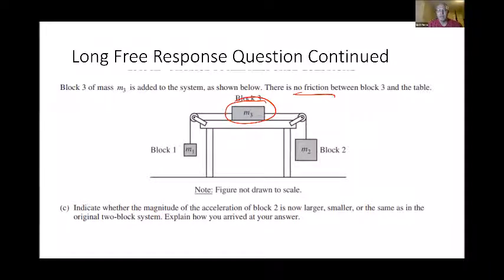So somebody unmute and tell me what you think. Is the acceleration of block 2 now larger, smaller, or the same? Someone unmute and tell me what you think. Anybody. I hate to have to call on somebody. Somebody unmute and tell me what you think.